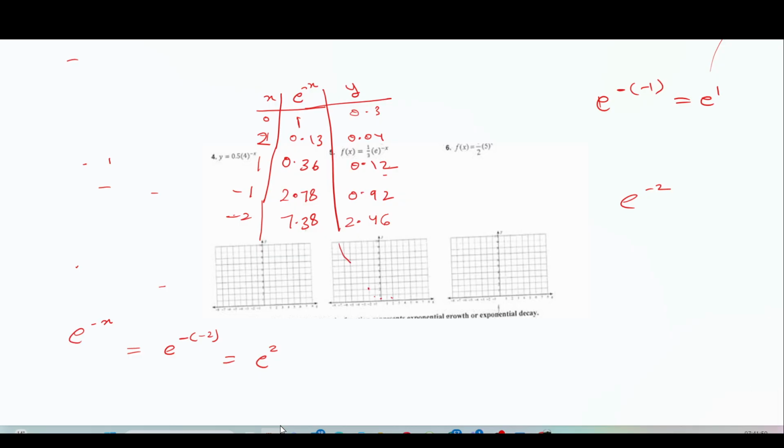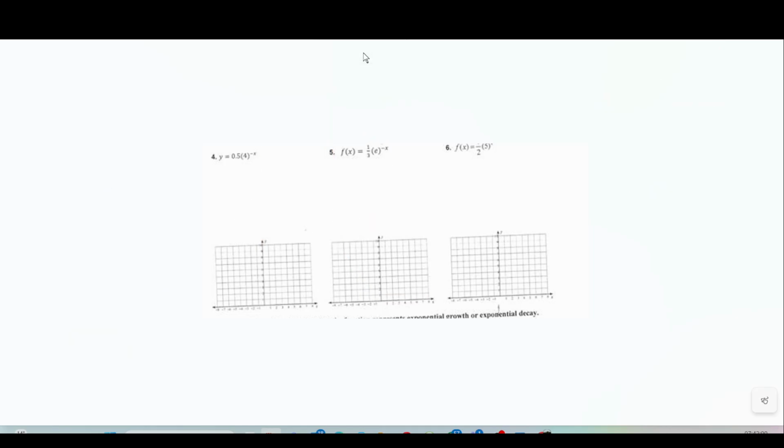Yeah, so the graph is going like this, right? Yeah. Okay, can I erase it now? Yeah. Okay. Oh, wait, yeah, it's decay. Can't forget that.